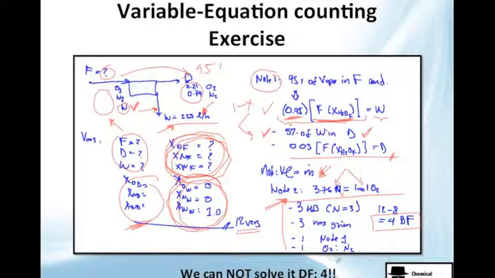The degrees of freedom is equal to 4. You are able to solve a problem when the degrees of freedom equals 0. So we will need either 4 data or 4 equations that relate all variables before. Hope you understood. Try to do this problem. You will be sure that you cannot do it.